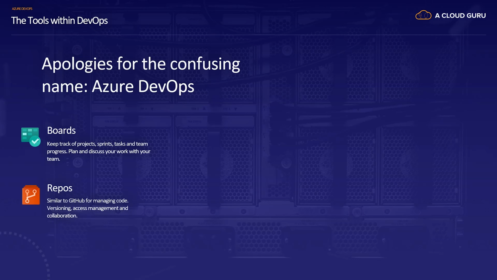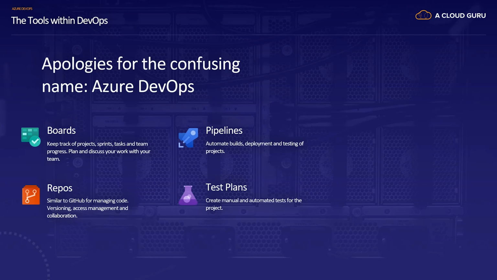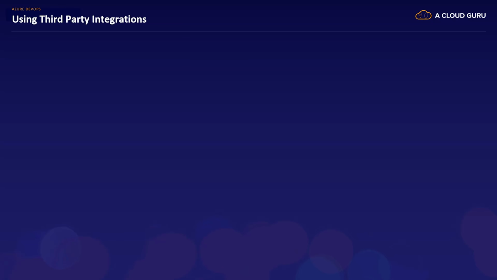Repos, which can hold your code, just like GitHub. Pipelines to create code deployment procedures and automate the tediousness of code transfer to production. Test plans to create manual and automated tests for your application. And artifacts, which is a kind of built-in NuGet package manager for your team. In this project, I will only focus on the pipelines to move our website from GitHub to Azure.